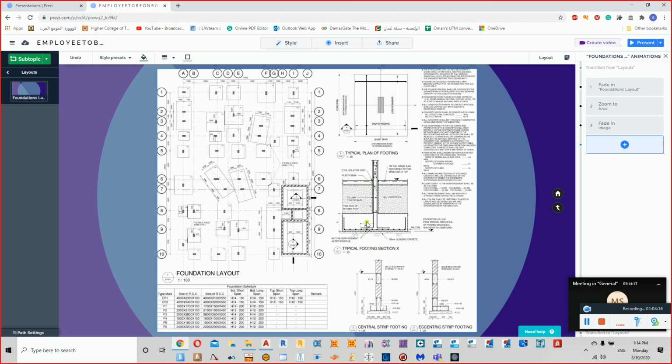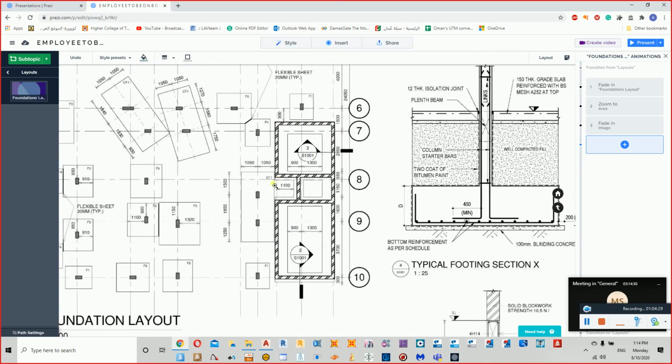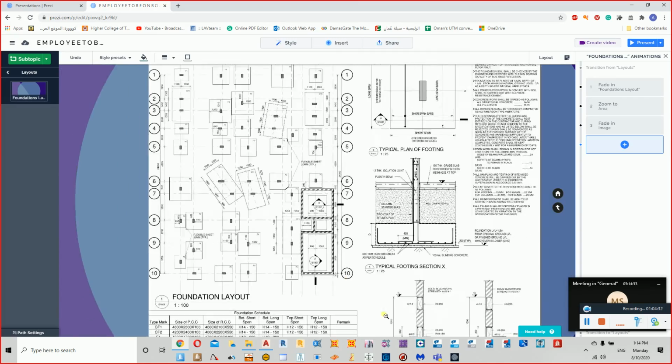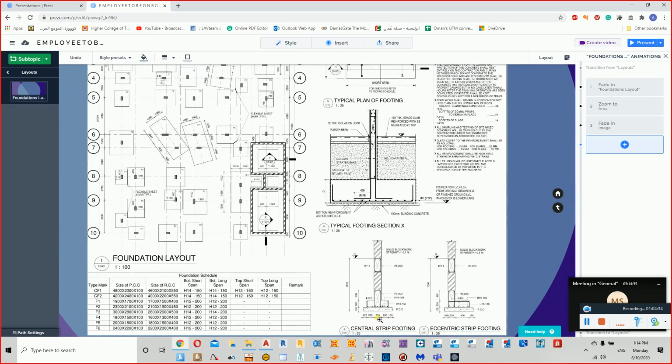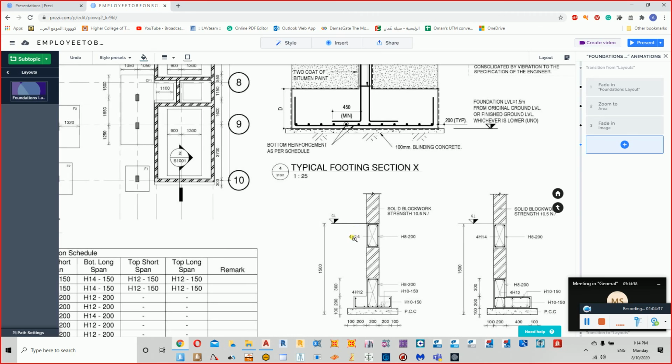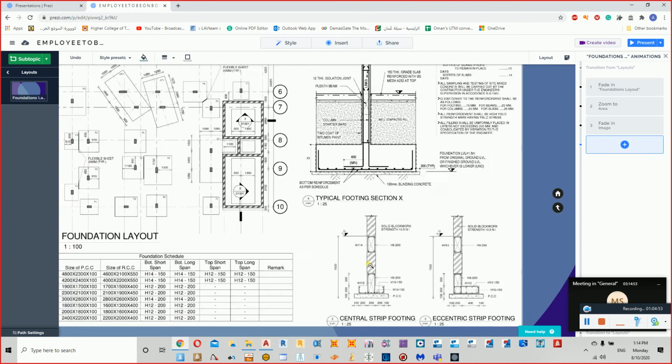Typical detailings are shown here. This is a typical footing section. This is a central strip footing for a wall. So if we are having a wall, for example, like this one, here we are having a wall. This is a typical section. This is a plinth beam as well. And this is the ground level. So this represents your plinth beam, this is the ground level, and these are the walls which are there.